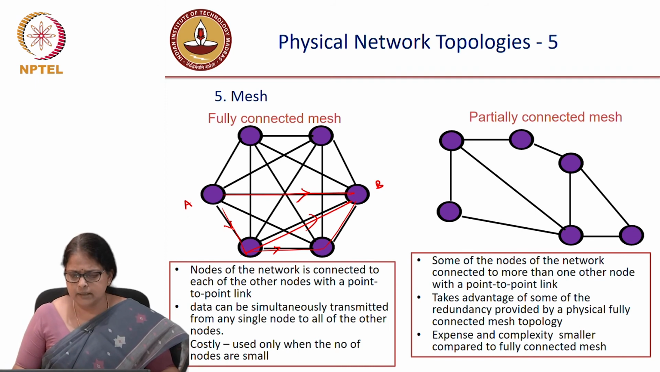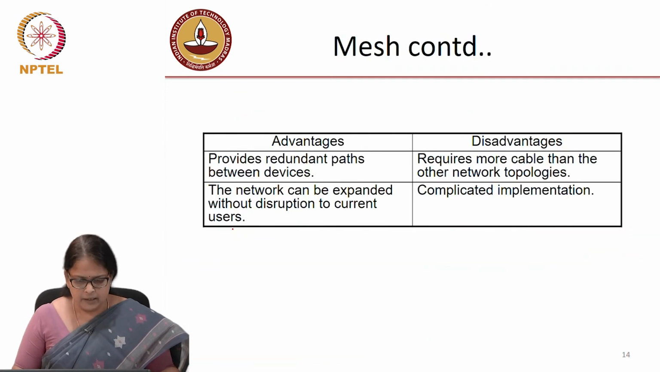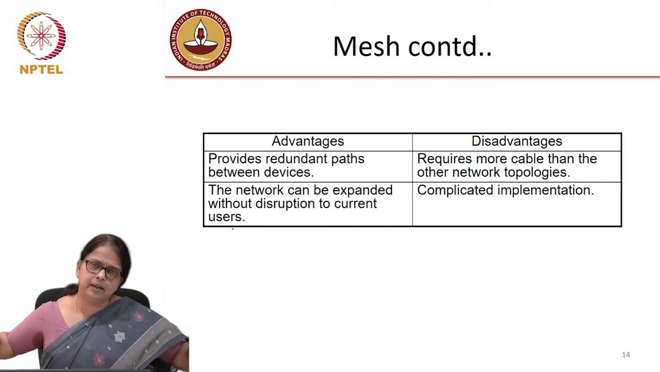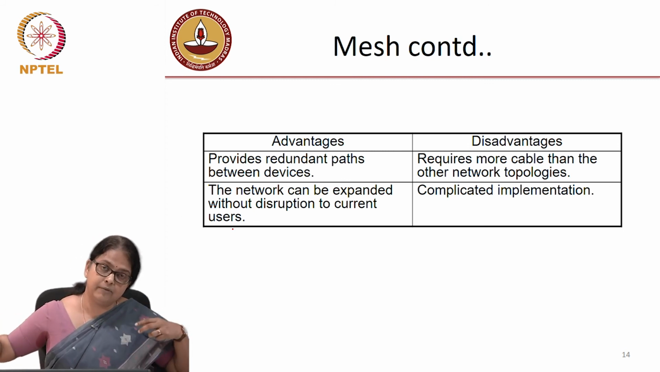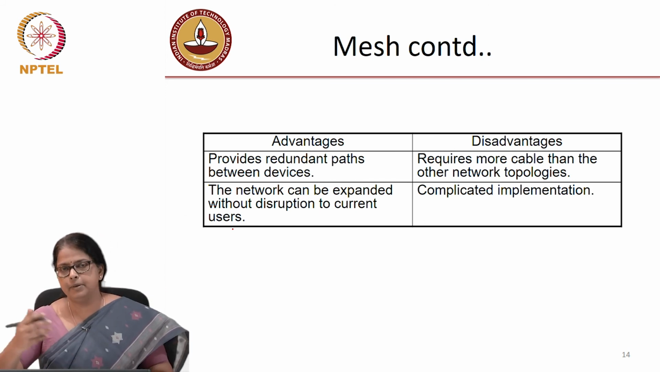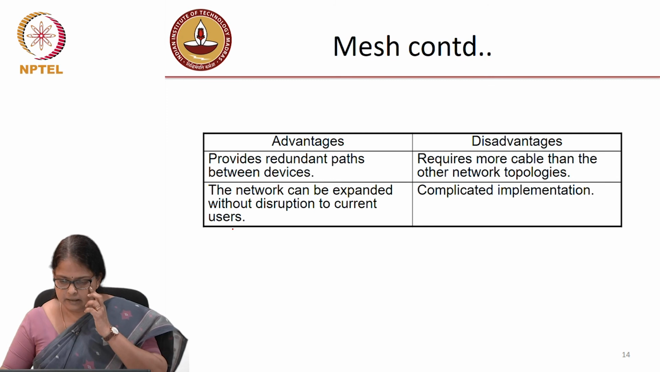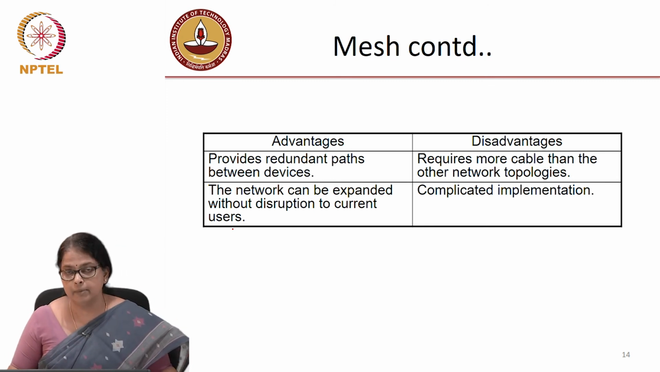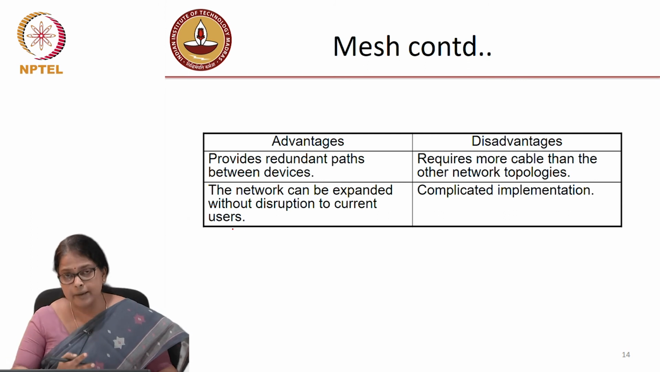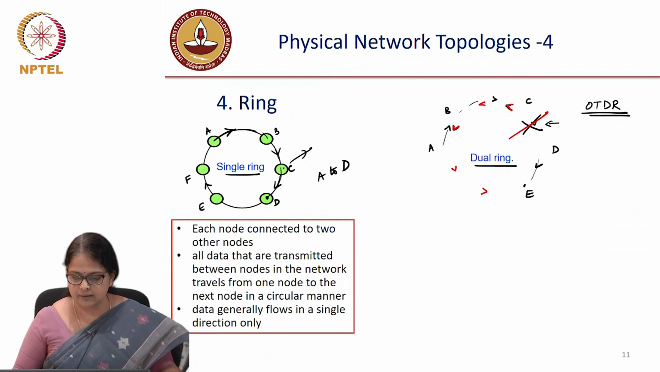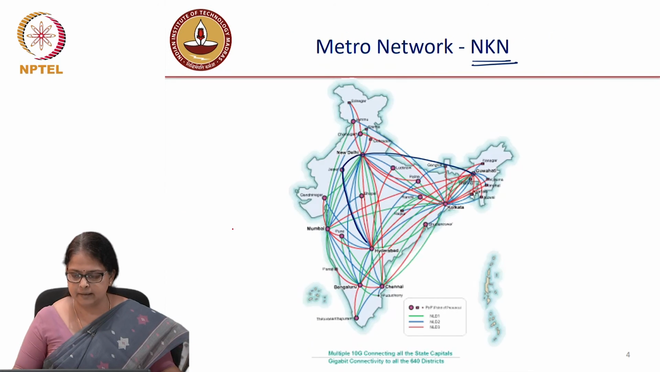Okay. So, this is the mesh one, and of course, the advantage is that you can keep expanding this network, because every node is independent of every other node, and hence you can keep expanding this. The disadvantage, as we said earlier, is that it's a very complicated implementation. It's a costly implementation, but a lot of metro networks tend to get implemented as a mesh topology, as we have seen, for example, here.